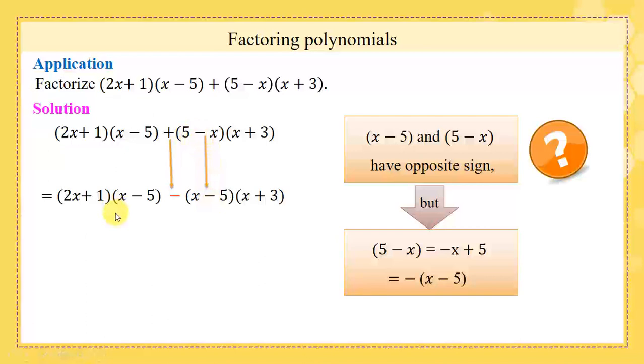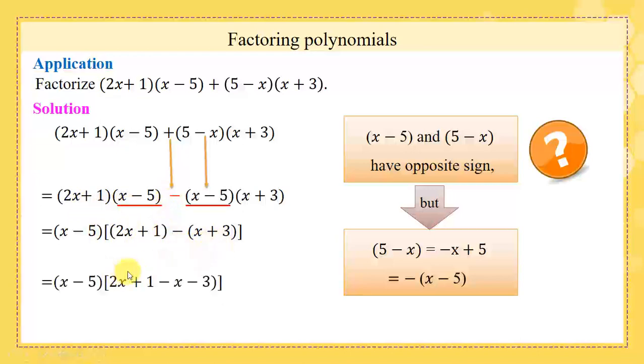Now we have a common factor, which is x minus 5. So we take x minus 5 outside and open a bracket: (2x plus 1) times (x minus 5). The remaining is (2x plus 1) minus (x plus 3). Now we reduce inside brackets, so we get (x minus 5) times (x minus 2).